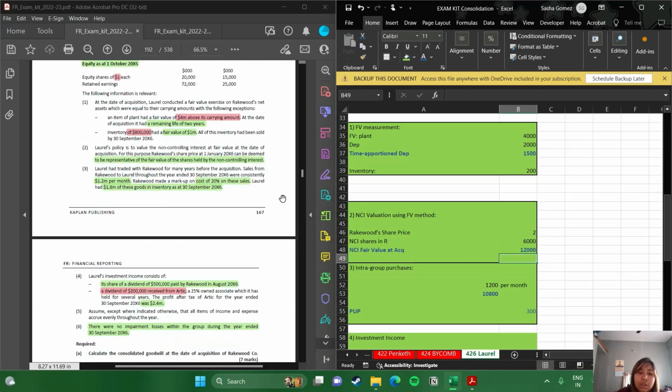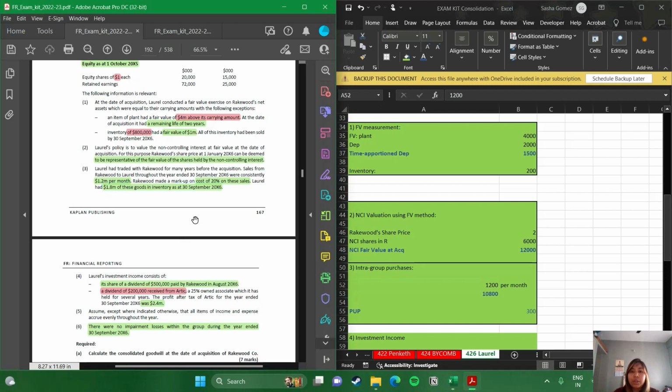Now the third adjustment. So Laurel had traded with Rakewood for many years before the acquisition. Sales from Rakewood to Laurel throughout the year ended 30th September 2006 were consistently 1.2 million per month. So since they're saying the sales is 1.2 million per month and not per year, we don't have to exactly time apportion it. While time apportioning it, do not use 9 divided by 12, because that shows 9 months out of 12 months. But here they're saying per month, so you can just use 9 months itself instead of 9 divided by 12.